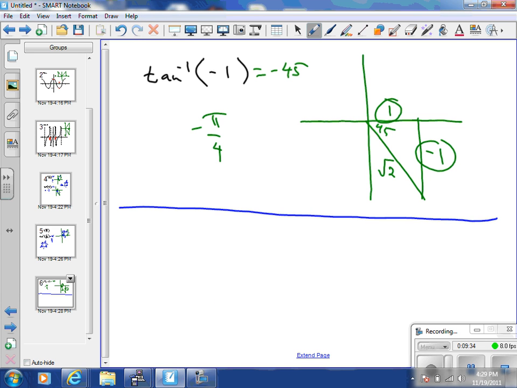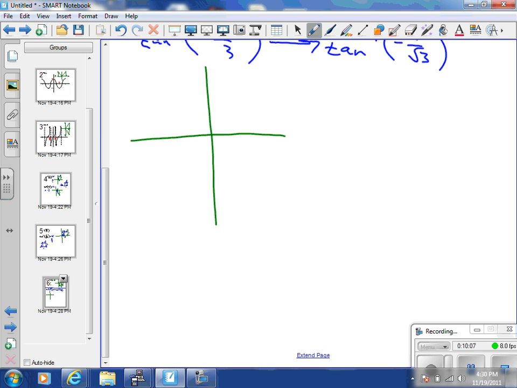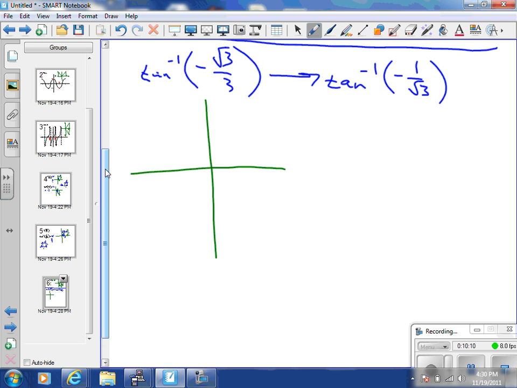Let's do the tangent inverse of negative √3 over 3. Hopefully you're looking at that thinking, gee, that looks like something that was rationalized, which it is. So this is the same thing as tangent inverse of, what is it? Negative 1 over square root of 3. If you rationalize that, you get negative root 3 over 3. So since the tangent, once again, is invertible from pi over 2 to negative pi over 2, and this involves negatives, I know I'm down here in quadrant number 4.